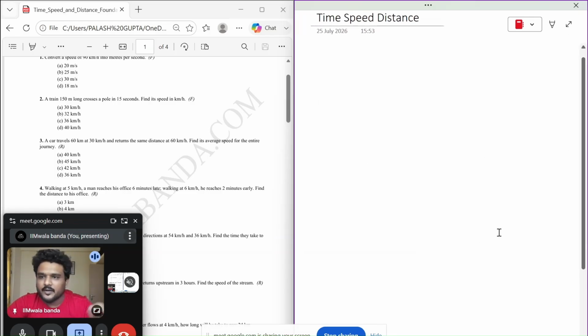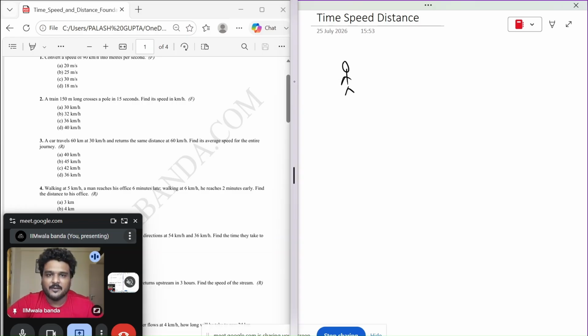Let's go ahead. So the fourth question is one of the very interesting types where there will always be a man who is going to the office, and either he reaches early or he reaches late. In questions like that, the only trick is that you assume the basic speed as S, the basic time as T, and the basic distance as D, and then you make the information into equations and it becomes very easy to solve. That is the only way to solve these types of questions.